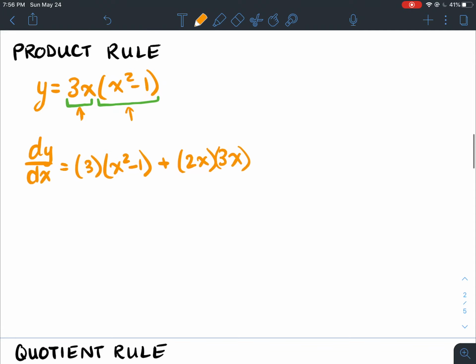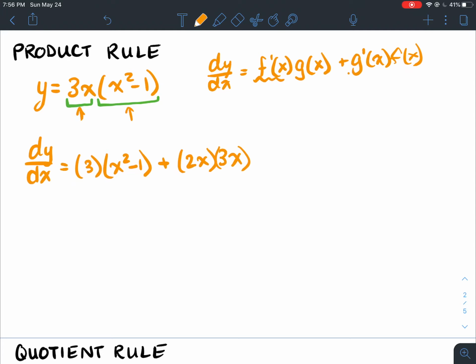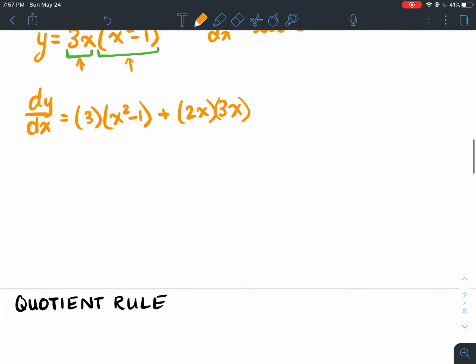So that's the product rule. It's technically written as, if we call these terms f of x and g of x, it would be f prime of x times g of x plus g prime of x times f of x. So it's saying the derivative of the first one times the second one, plus the derivative of the second one times the first one. And then you just make it look a little nicer.